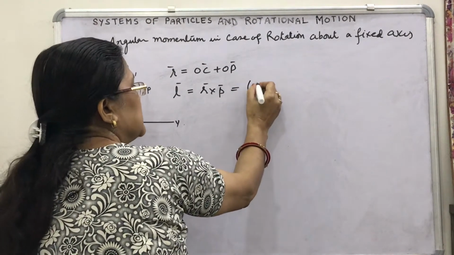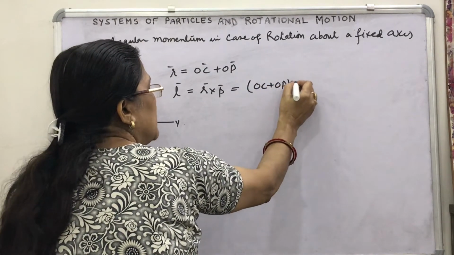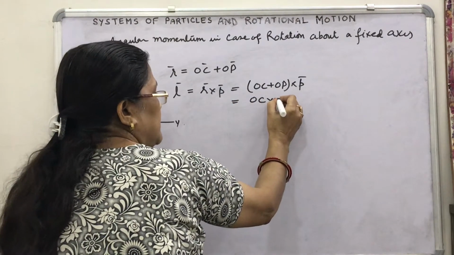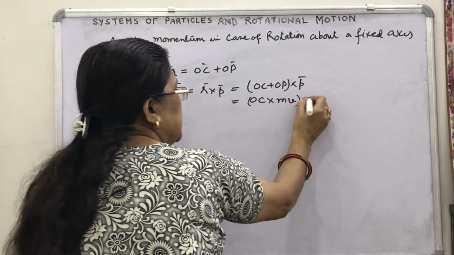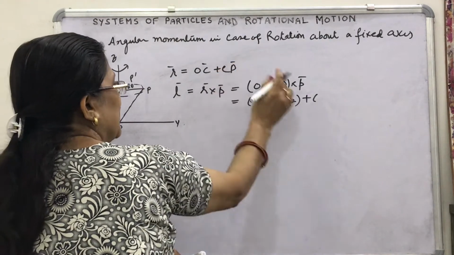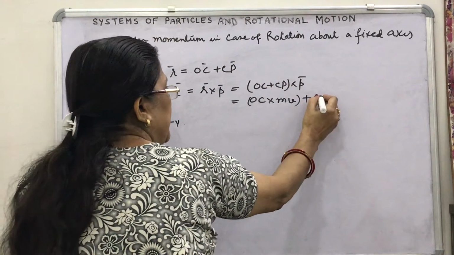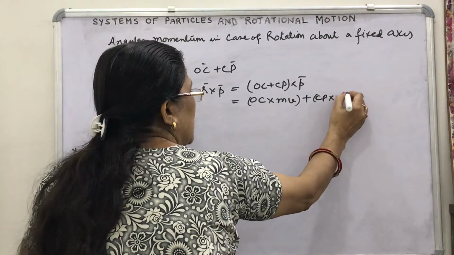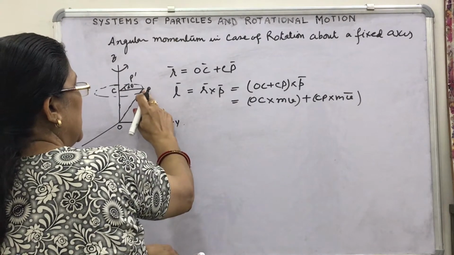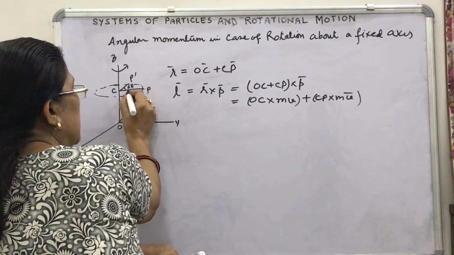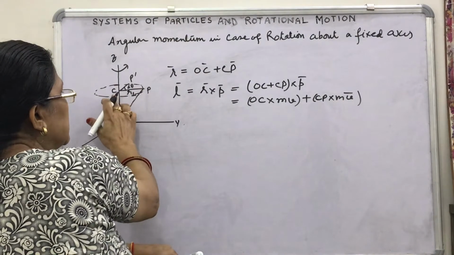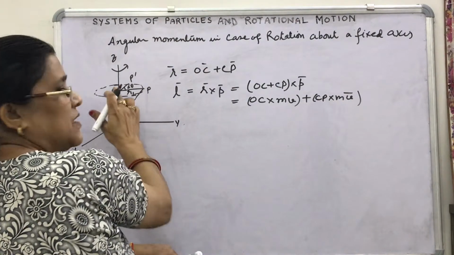You can write here (OC plus CP) cross p, or OC cross mv plus CP cross mv. Look here, OC plus CP is equal to OP, the position vector r. What can we write for CP? CP is perpendicular to the axis, so we can denote CP as r perpendicular.